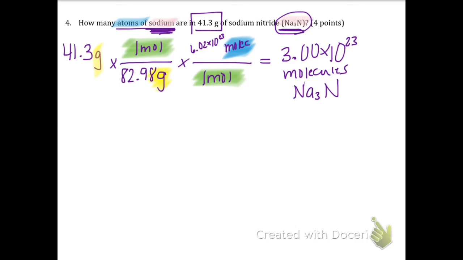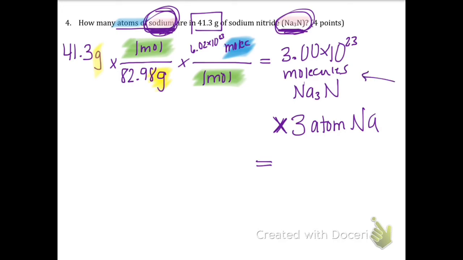Why? Because we started with a compound, we're ending in an element. So we have to multiply by how many atoms of the element this compound has. So how many sodiums are in this compound? There are 3 atoms of sodium. So just take the number you already had in your calculator, multiply it by 3, and you should get 8.99 times 10 to the 23 atoms, because we're talking about an element now, of sodium.